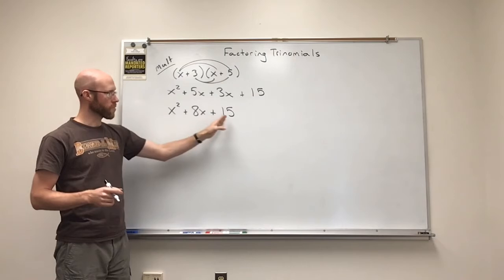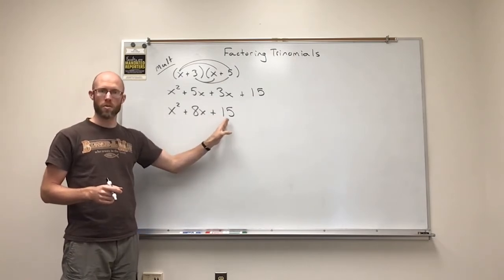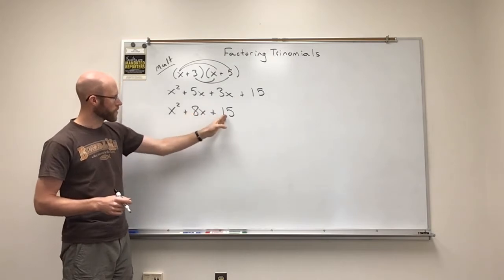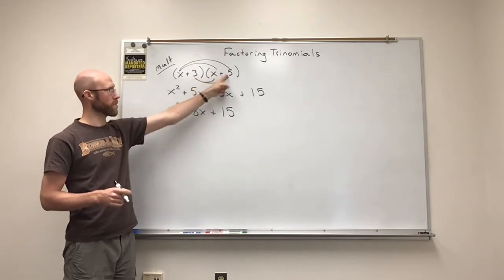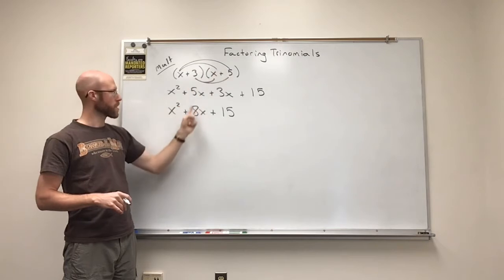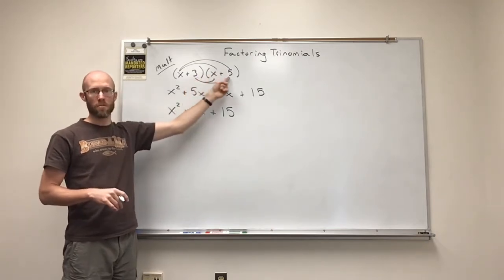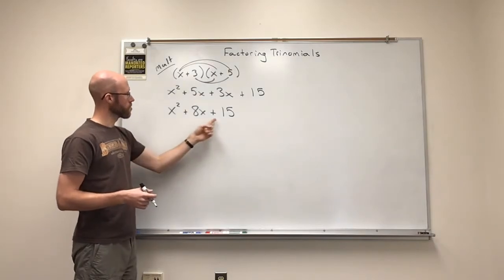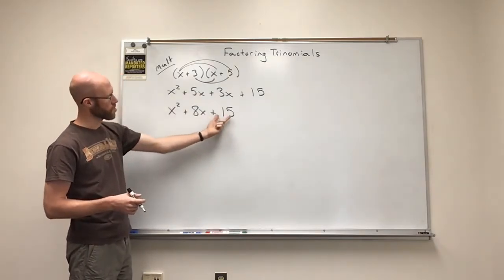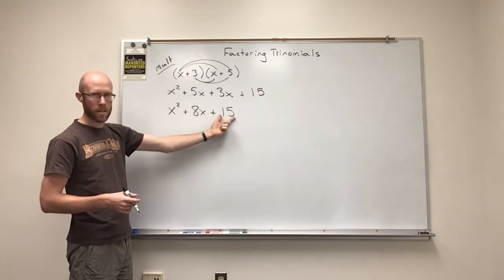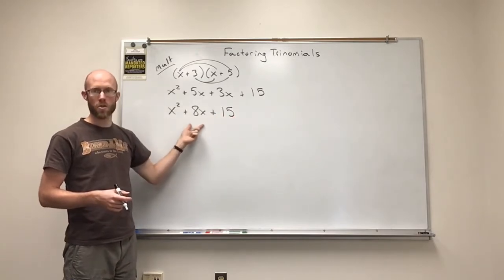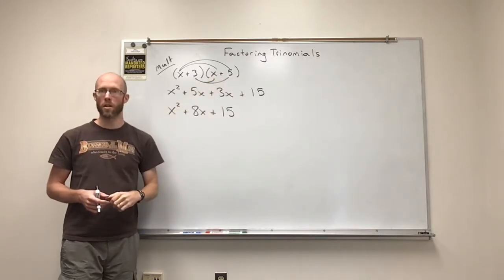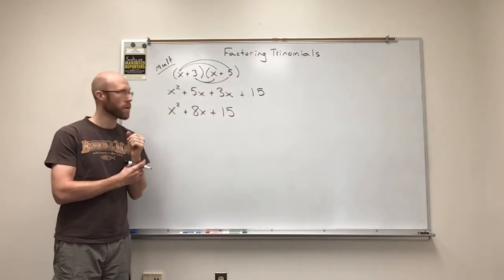But watch the other two numbers, the 8 in the middle and the 15 on the end. The 15 comes from the product of 3 and 5, multiplying them. The 8 comes from the sum of 3 and 5, adding them, okay? And so you want two numbers whose product is 15 and whose sum is 8. And that will give you the two numbers to put in the factored form, okay?